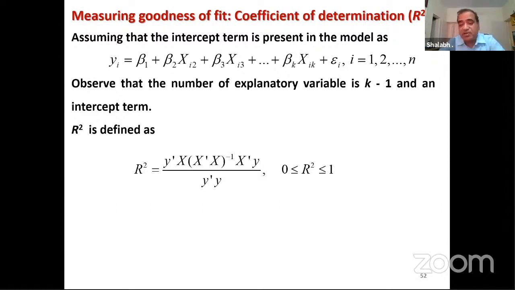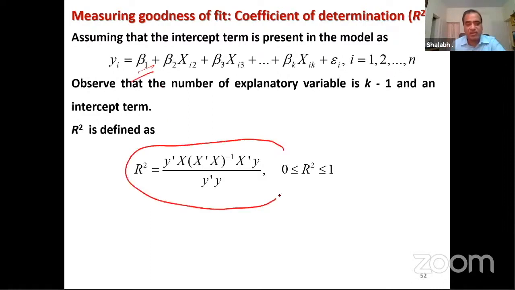So this coefficient of determination is valid only when there is an intercept in the model. Right. So I consider here this model in which I am considering the intercept, and this R square is defined here like this. You can see here this depends only on the values of y and x. So you can compute this value, and this value lies between 0 and 1. There is no issue. Right.